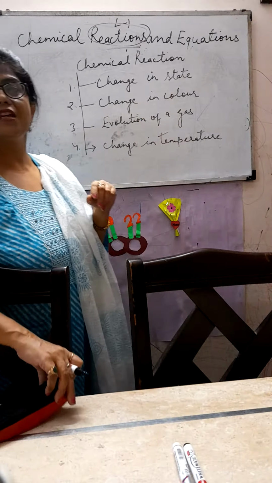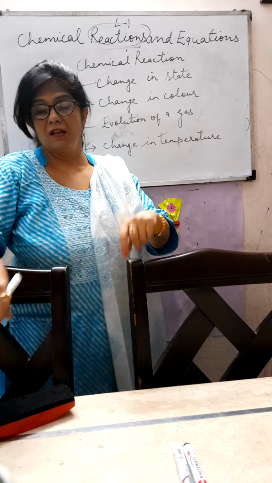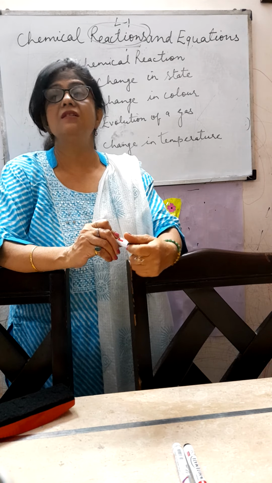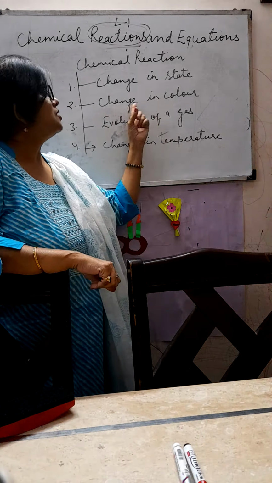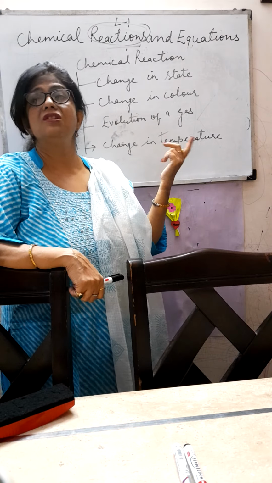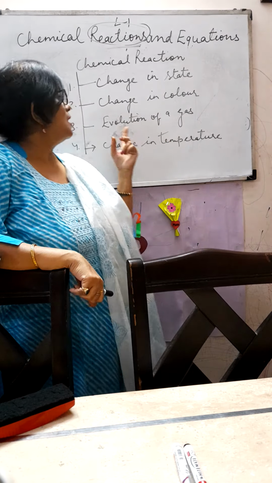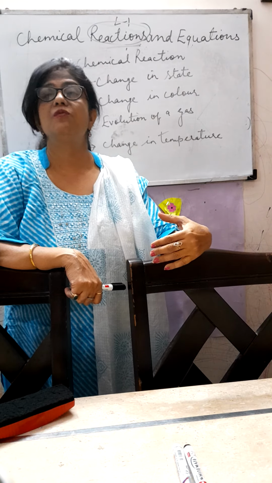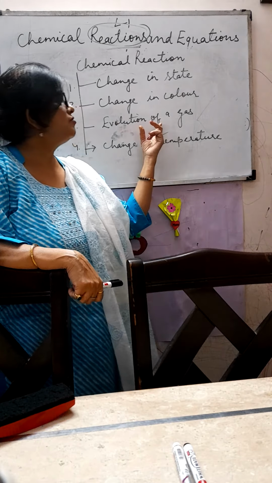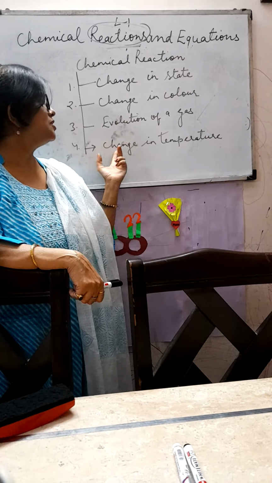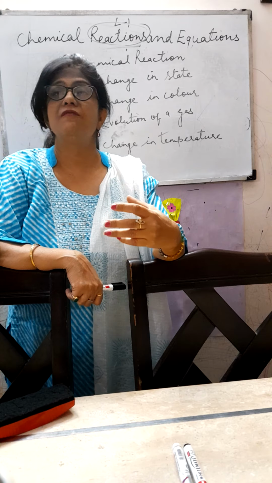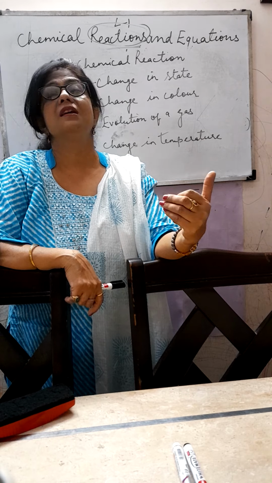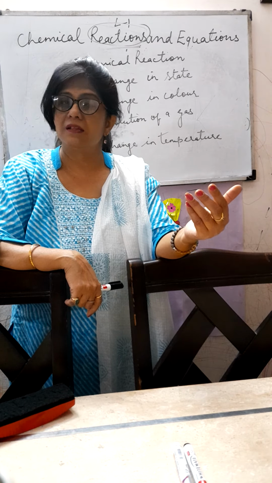Change in state, like you have observed in the case of 2 colorless solutions changing into solid state. Then change in color, colorless solutions changing into yellow precipitate. Then evolution of a gas, zinc and HCl combine together to form hydrogen gas. This is an example of evolution of a gas. Then change in temperature, same test tube, if you touch you will find it is hot. There is change in temperature, so you can say that there is a chemical reaction taking place, right?